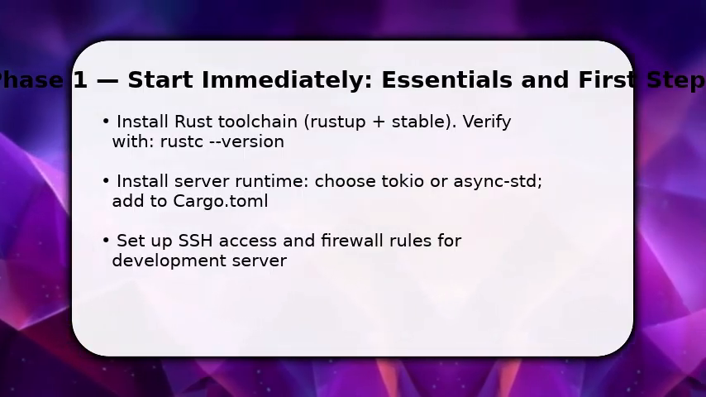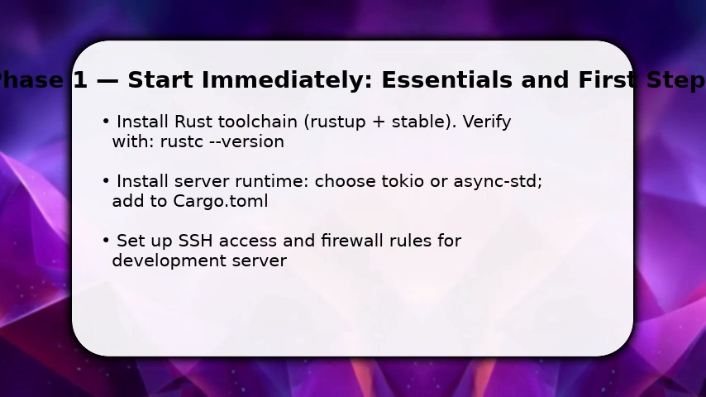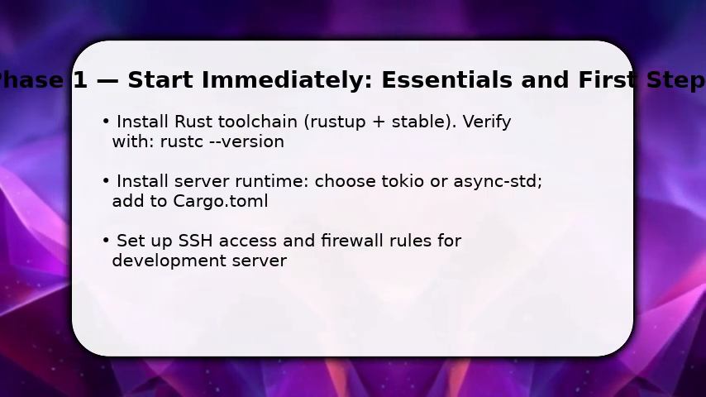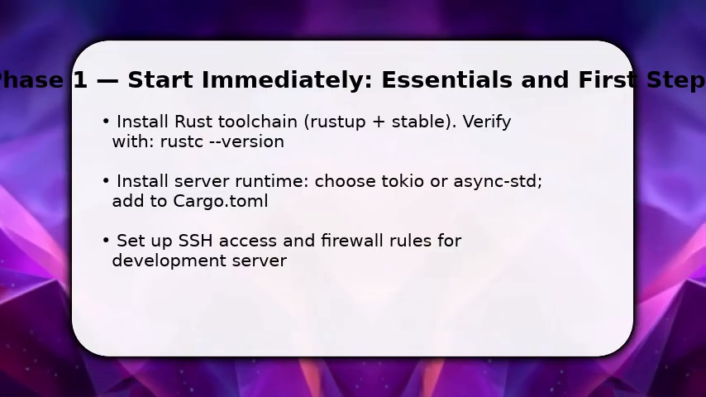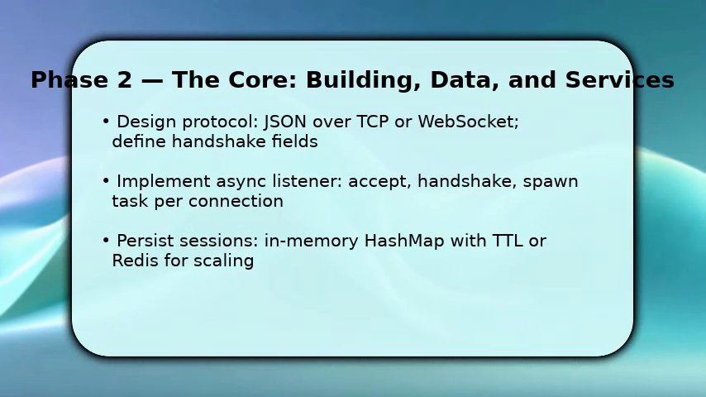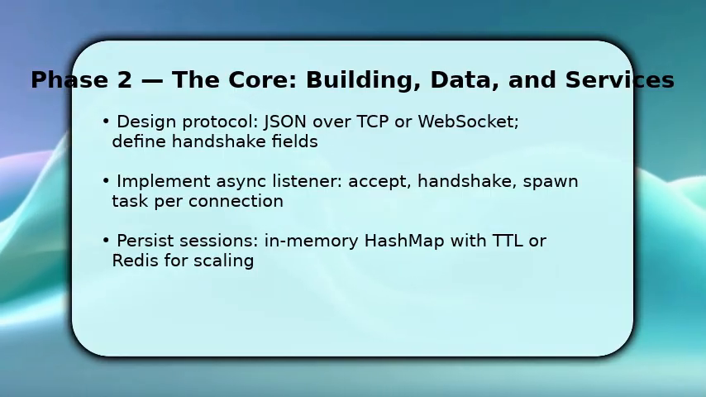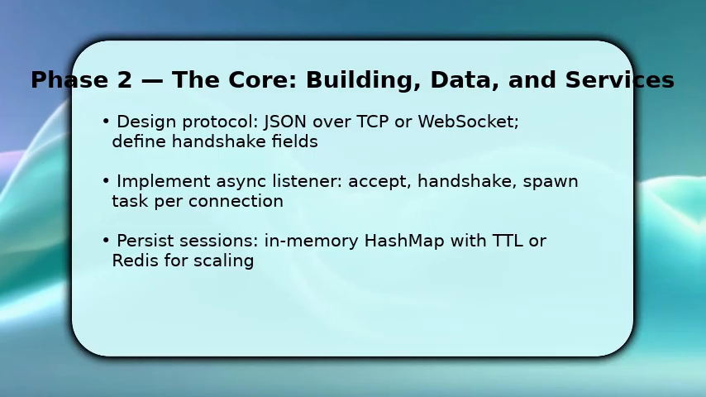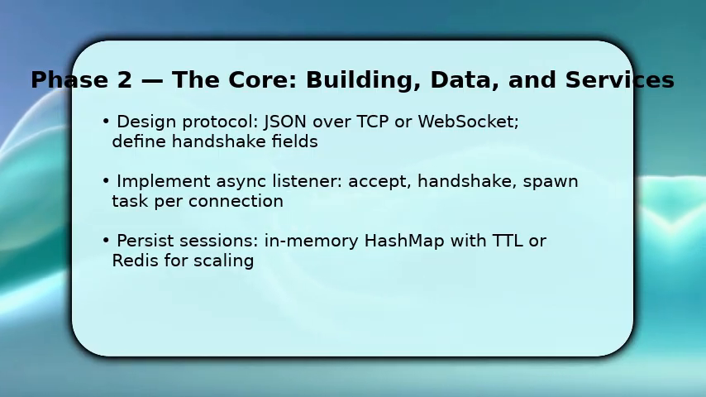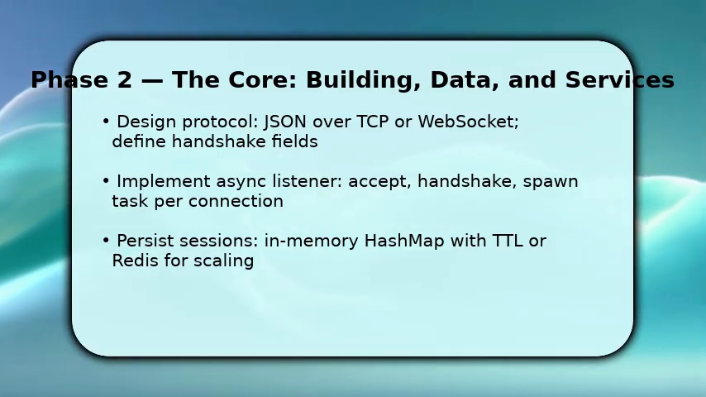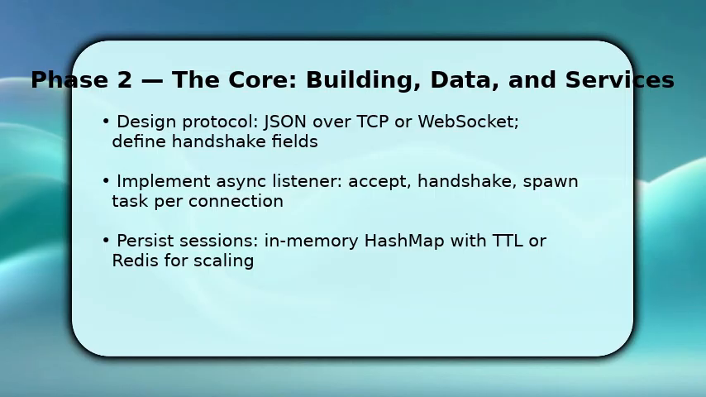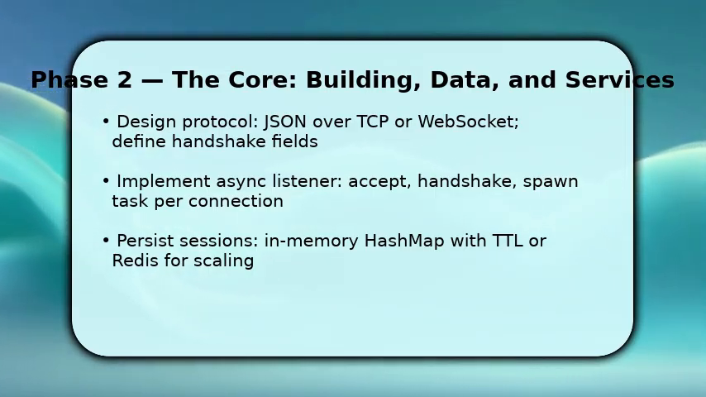This first work creates the baseline, where you'll build the pairing logic and iterate quickly. Now implement the pairing flow. Choose JSON over TCP or WebSocket for simplicity, and define a clear handshake including client ID and capabilities. Write an async listener using tokio::net, and on accept perform the handshake. If valid, spawn a task to manage that session. Use a hash map for active sessions with TTL cleanup, or plug in Redis when you need clustering.